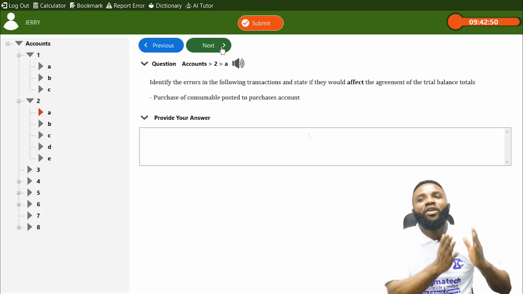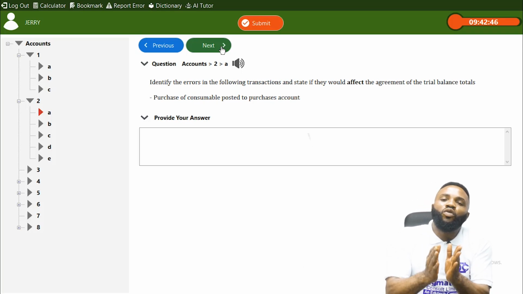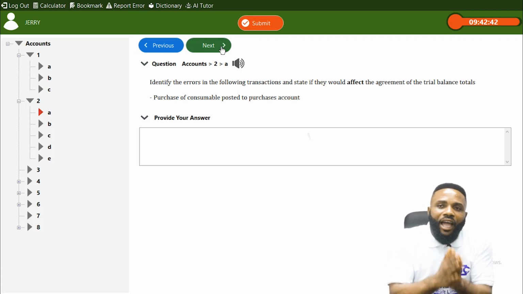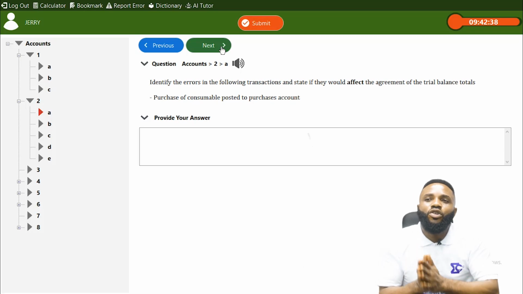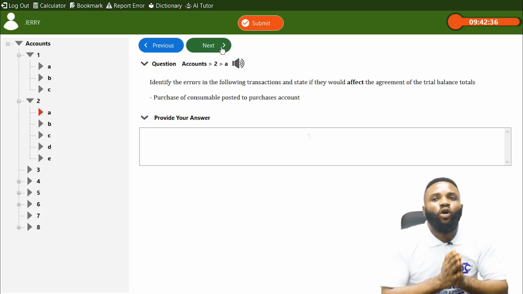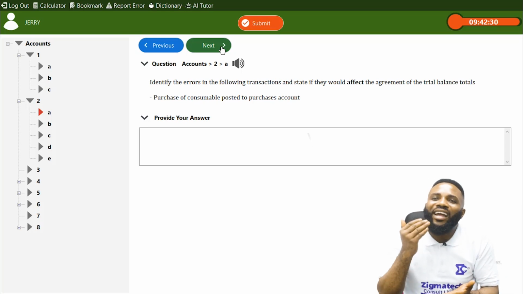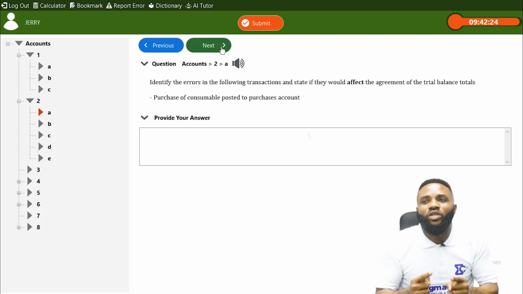Now, the errors that will not affect the total of the trial balance are corrected through what we call journals. We use journals to correct errors that will not affect the total of the trial balance, and then we use the suspense account to correct errors that will affect the total of the trial balance. Now, in this question, they said you should identify errors in the following transactions and state if they will affect the total of the trial balance.